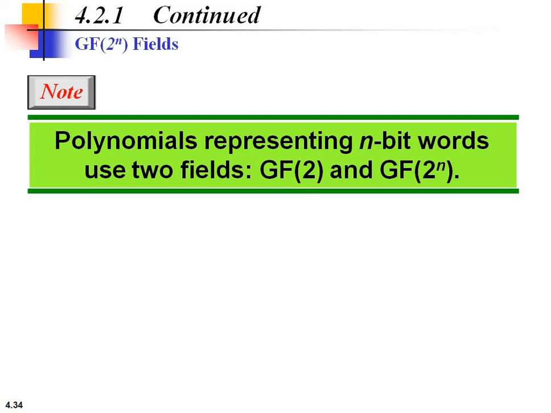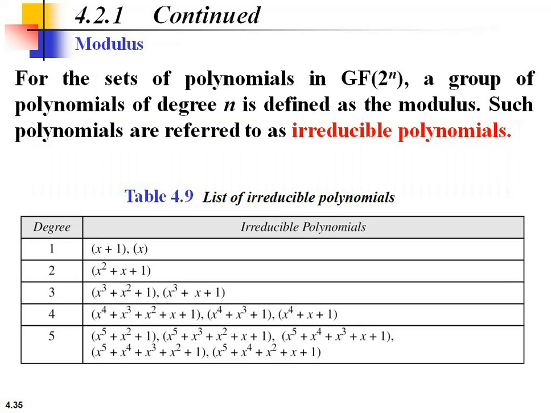So let us see how we can use them. For the set of polynomials in GF to the power n, a group of polynomials of degree n is defined as the modulus, and such polynomials are referred to as irreducible polynomials. So for all the polynomials that are in GF to the power n, we will define an irreducible polynomial, or sometimes it is also known as the prime polynomial.